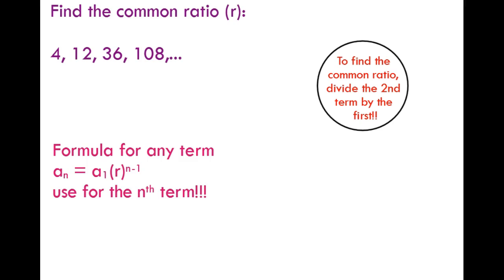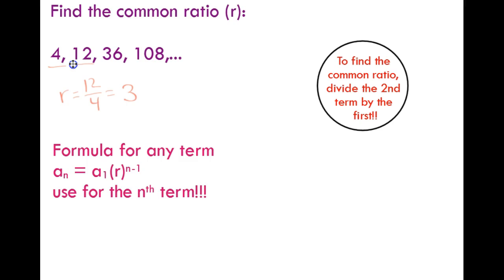In this bubble over here, it says to find the common ratio, divide the second term by the first. Here's the second term, here's the first term. We're going to do 12 divided by 4, so 3 is the common ratio. Dividing the second by the first is usually the easiest because they're potentially the smallest numbers, but you could do any number divided by the one before it. I could have done 108 divided by 36 and I still would have gotten 3. But they do need to be next to each other.